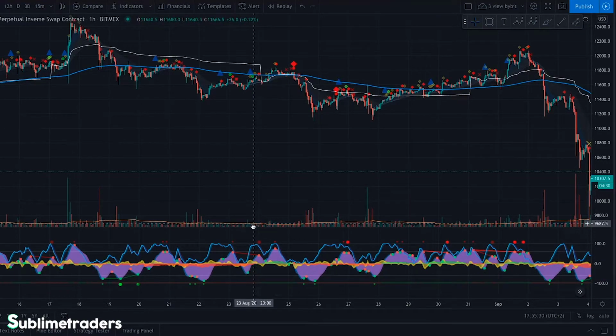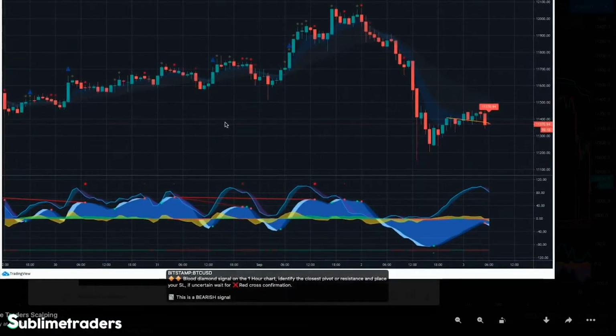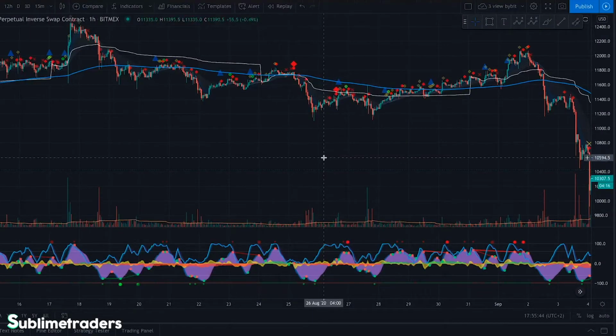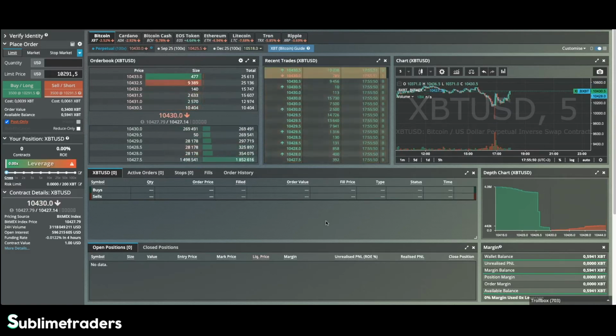That's why on our channels we post an image, so you have a clear idea of what happens when the alert came. You can compare and you can make your entries. Now let's go to Bitmex and see how we can prepare our account for fast trading.